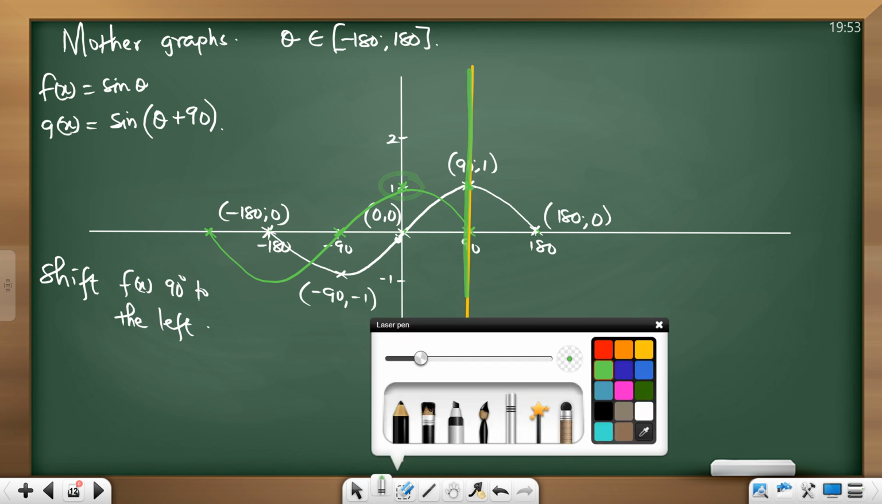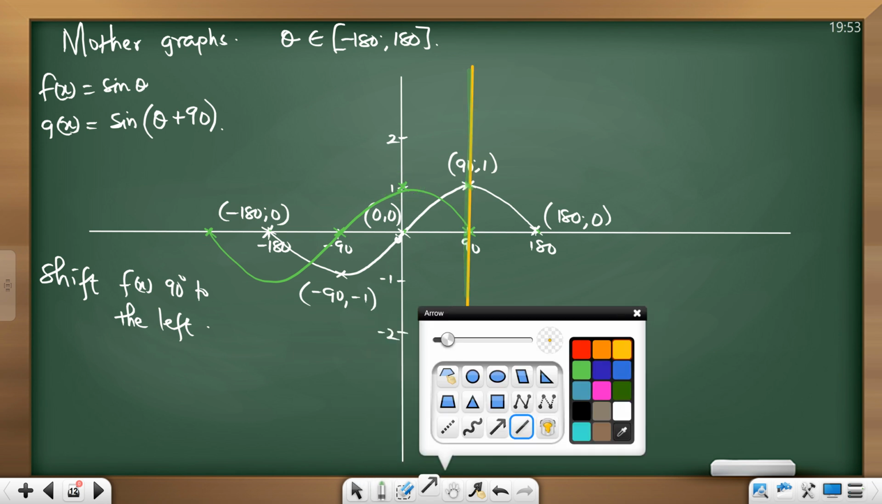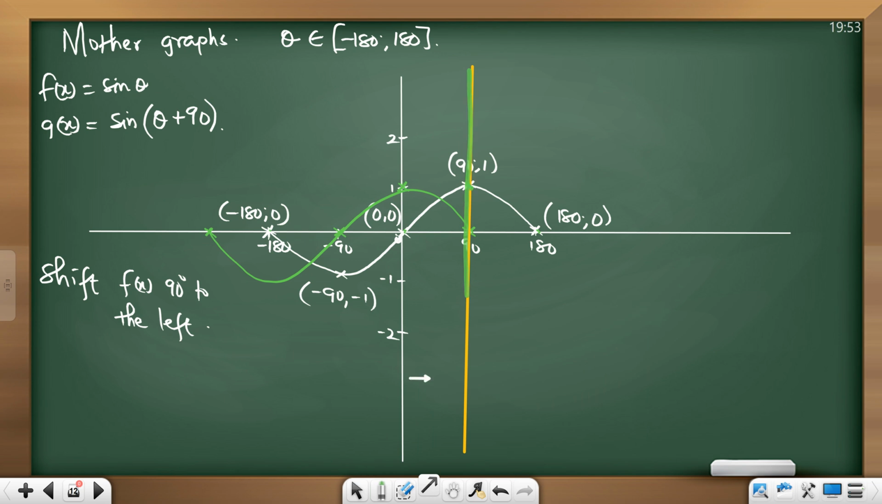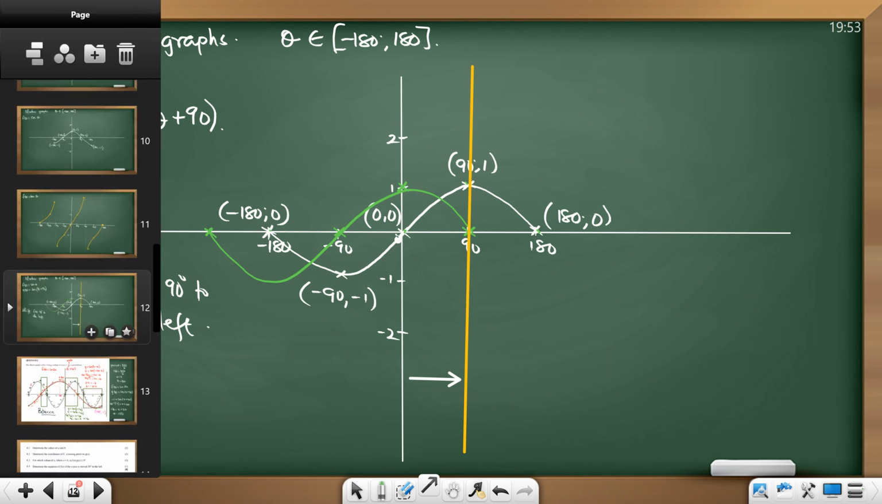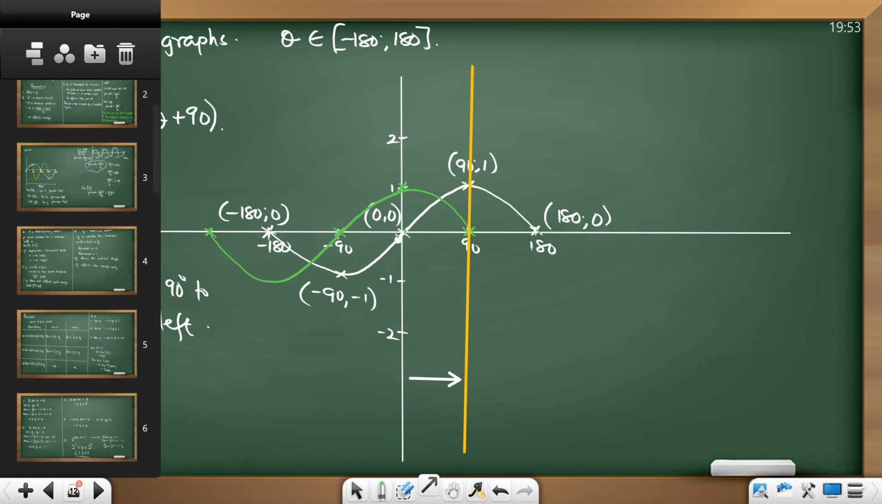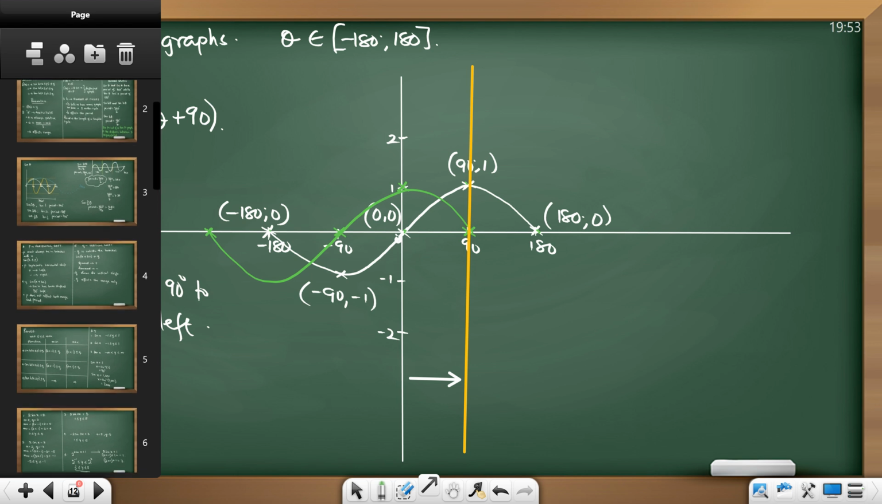Do you notice basically I am saying shift the y-axis where? To the right. Or shift the graph to the left. It's always opposite each other. Shift the y-axis to the right means the graph has shifted to the left.